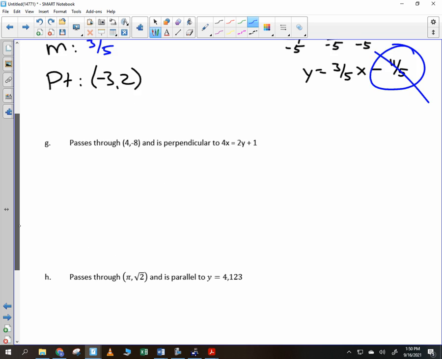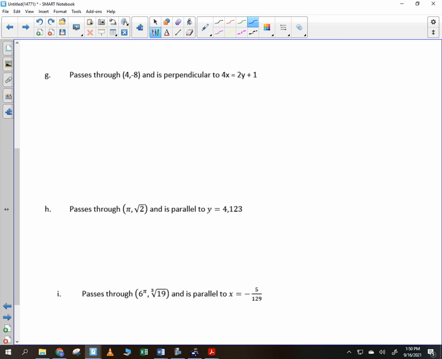Full point, exactly. You try letter G on your own, carry it all the way through to come up with the line in slope-intercept form. See if you can do this one all the way through.